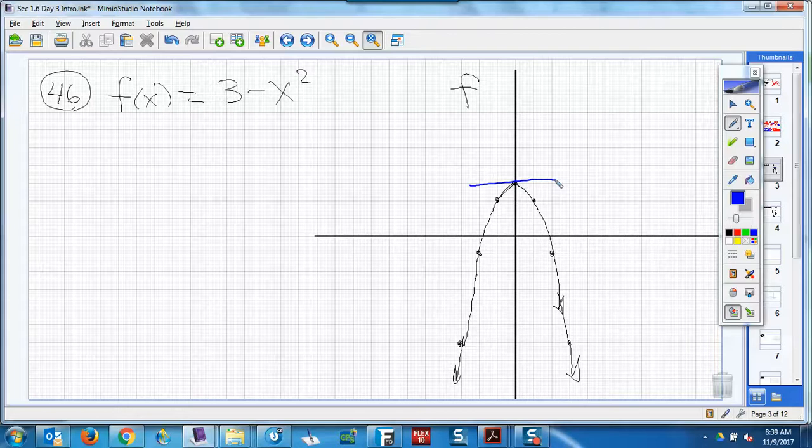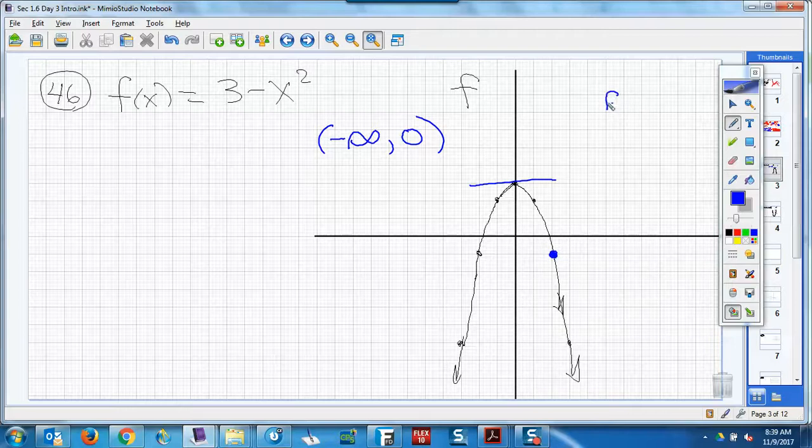Where is f prime positive? F prime is positive when f is increasing. Well, that's from negative infinity to 0, right? This graph is increasing from negative infinity to 0. Okay? Is f prime increasing at 2?